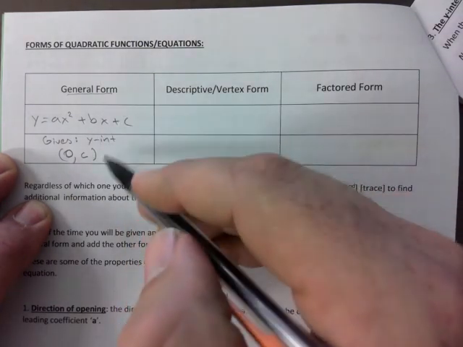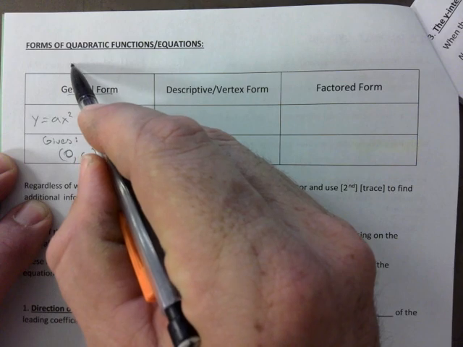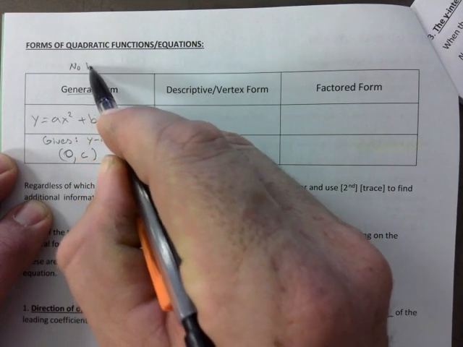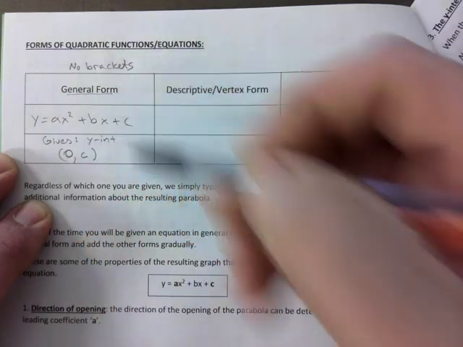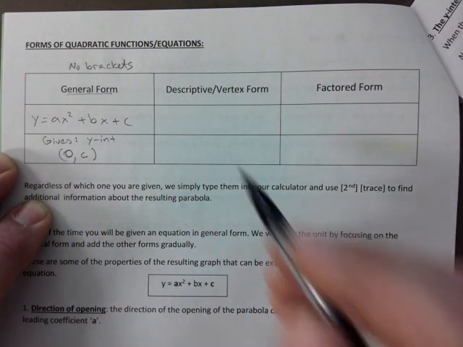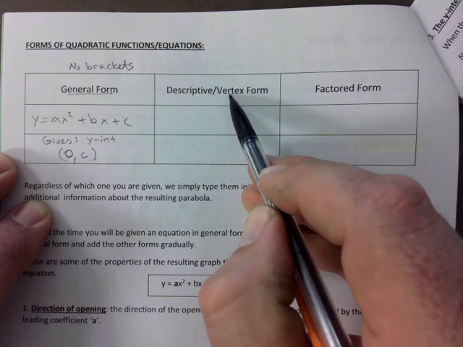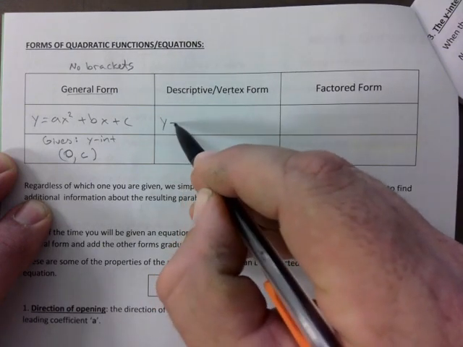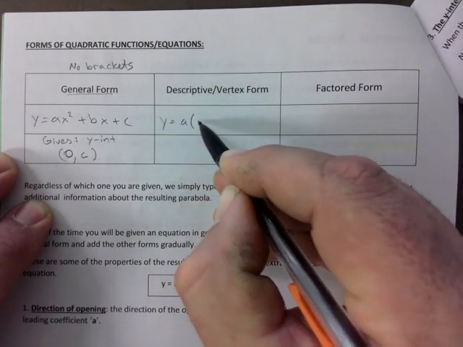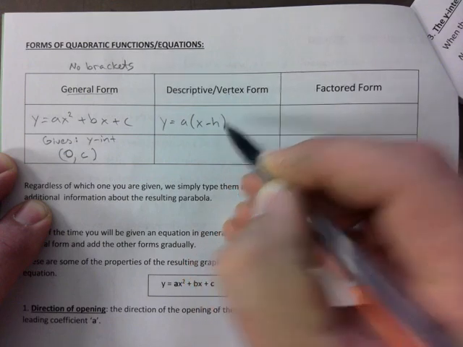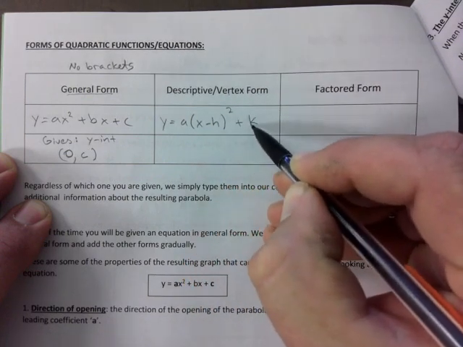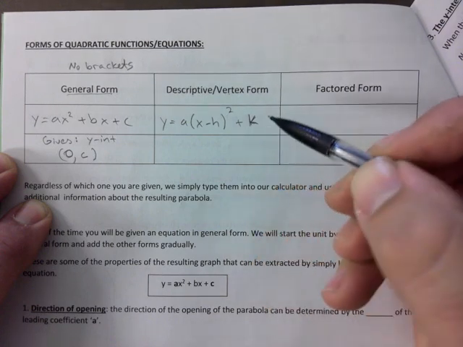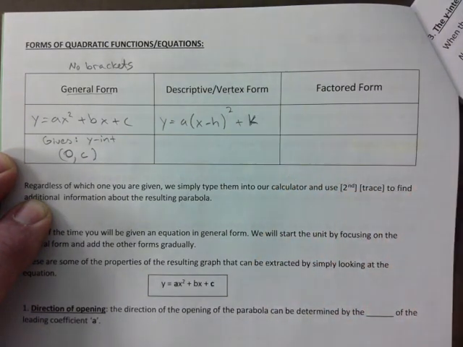How do you know it's in general form, guys? No brackets. If you want to put that on top here, no brackets. If you don't see brackets, it's going to be in general form. Then we have descriptive or vertex form. Y is equal to a times x minus h squared plus k. Now I will warn you, right now we're not going to dive too much into these forms. I'm just going to show you what they are.